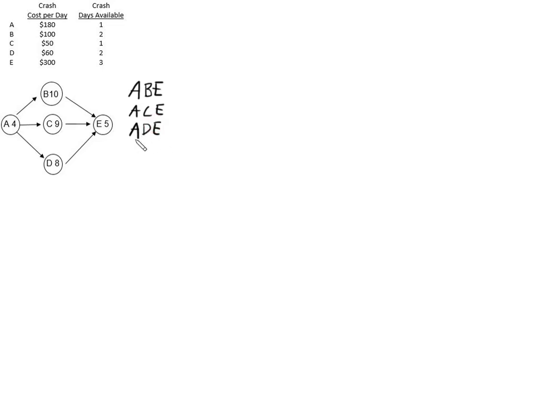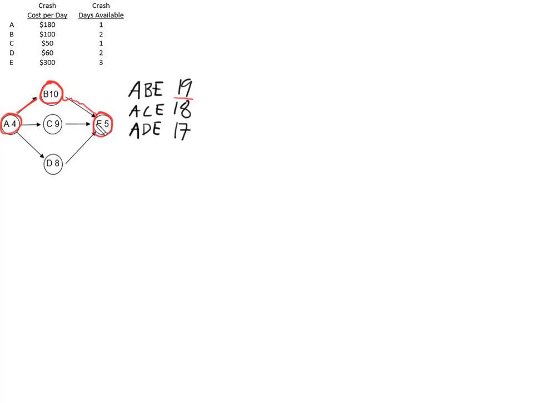And then for each of those paths, I like to write the amount of time that it takes. Going from A to B to E takes 19 days. A to C to E takes 18, and A to D to E takes 17. So that's where we've started. And then I find it helpful to underline the critical path, and it's also helpful to notate the critical path on the drawing. So we have that.